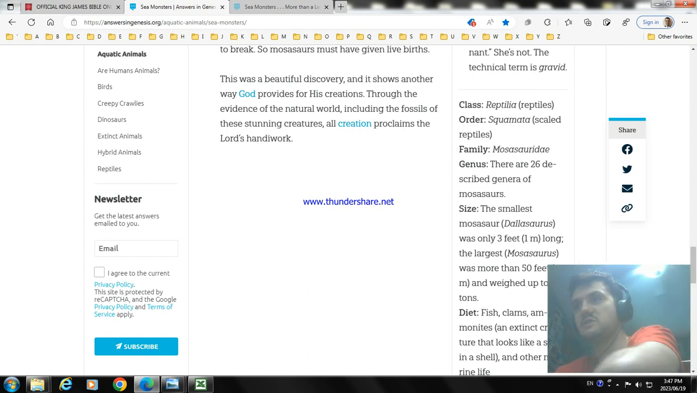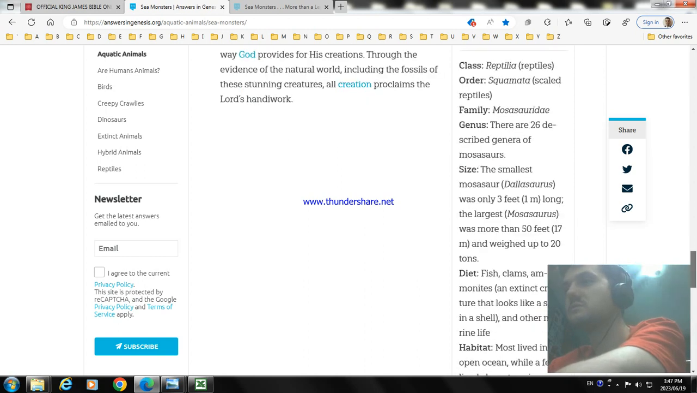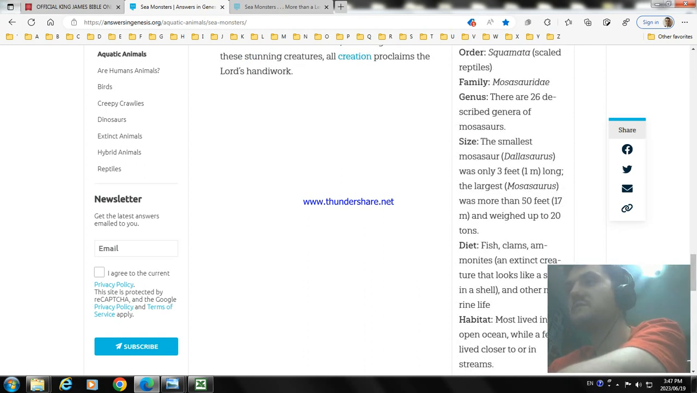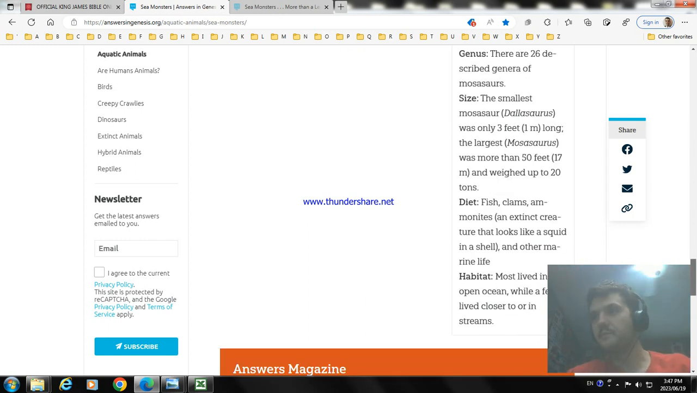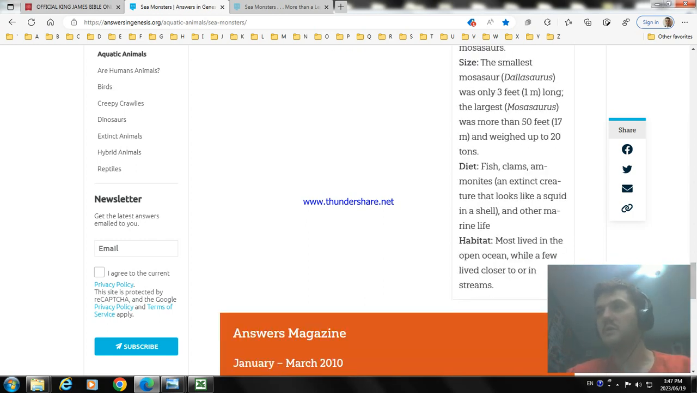Okay, yeah, Tyrannosaurus. Only you talk the largest Mosasaurus. Dallasaurus, only 1 meter long, and the largest mosasaurs were more than 50 feet long and weighed up to 20 tons. Diet: fish, clams, and ammonites, like other marine life. Habitat: most live in the open ocean, while some live close to shore or in streams.